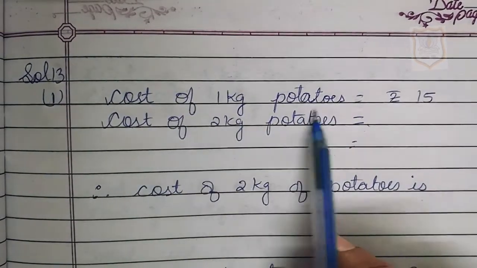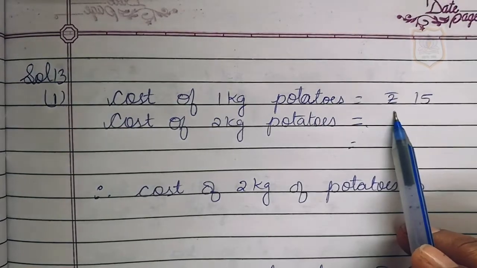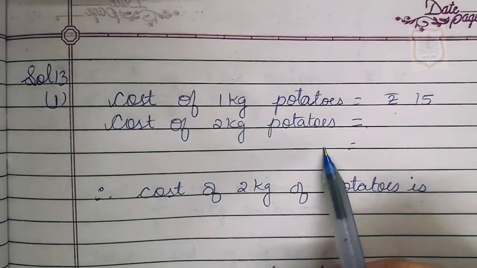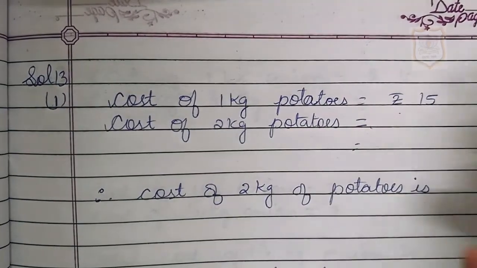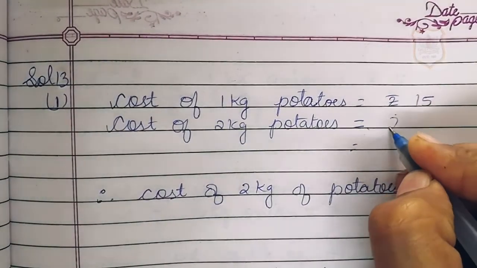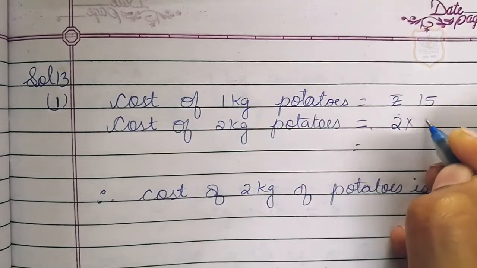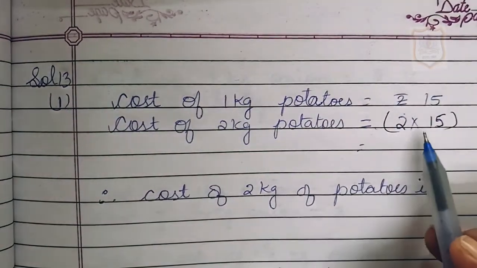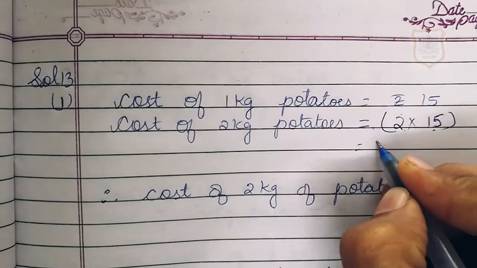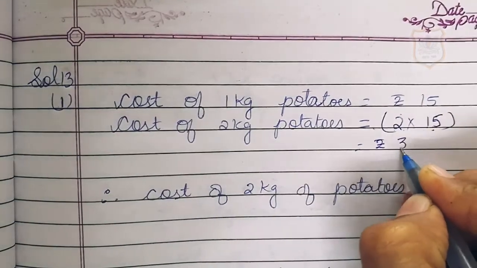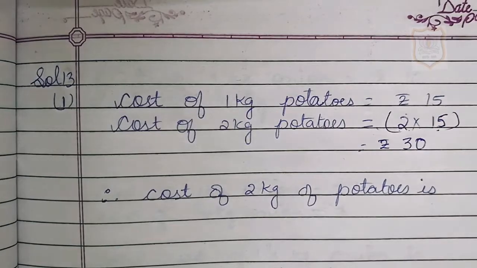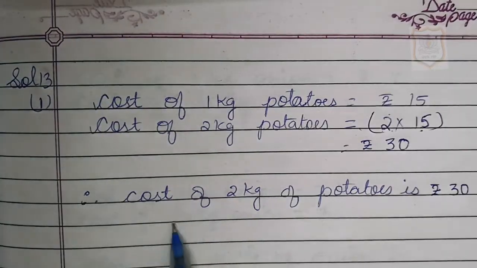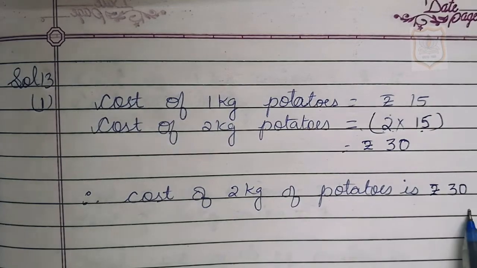Cost of 1 kg potatoes is equal to rupees 15. It was given in the price list table and we have to find out the cost of 2 kg potatoes. To find out the cost of 2 kg potatoes, we will multiply 2 with 15. Now 2 multiplied by 15 is rupees 30. 15 2s is 30. Therefore, cost of 2 kg of potatoes is rupees 30.